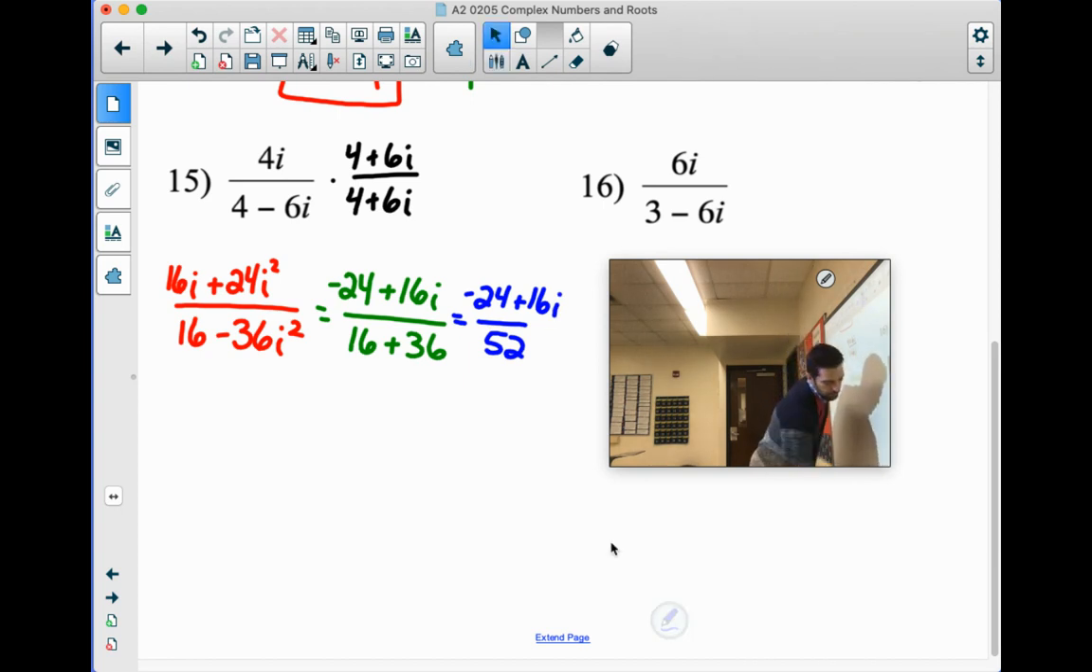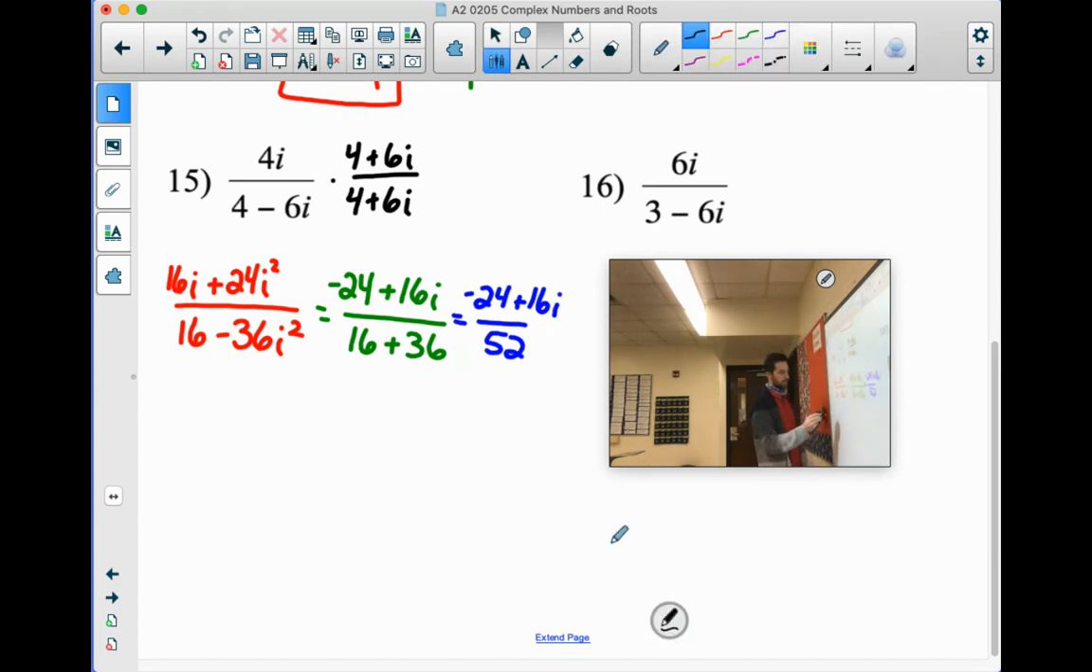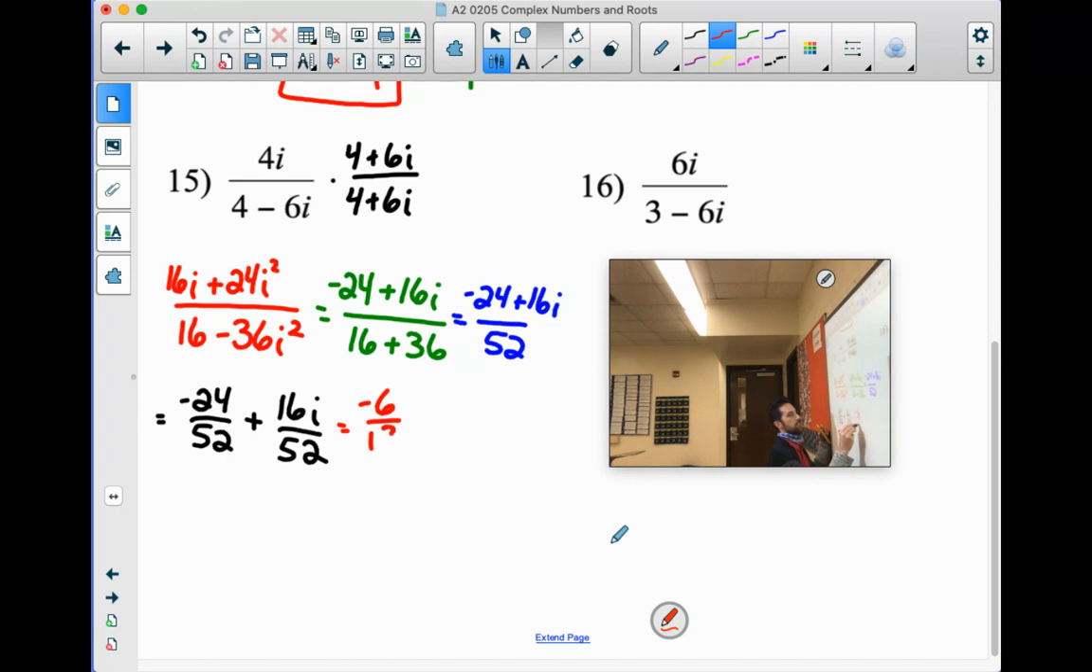But this stuff can be simplified, so we can think of it separately here. Negative 24 over 52 plus 16i over 52. So let's see. 24 and 52 are both divisible by 4. So it'd be negative 6/13. So are these ones. So plus 4i 13ths. That'll work. Or since they have the same denominator, we can write them as one fraction.